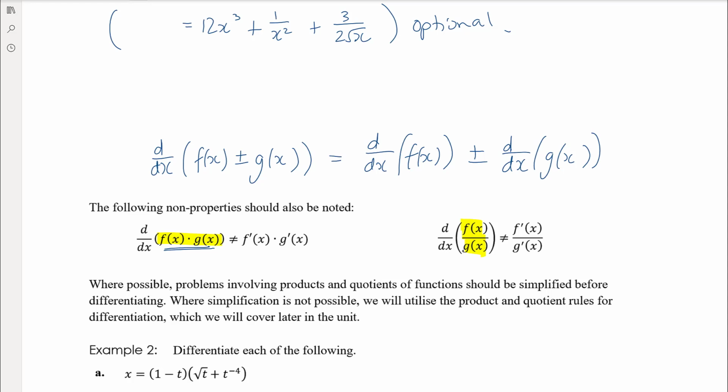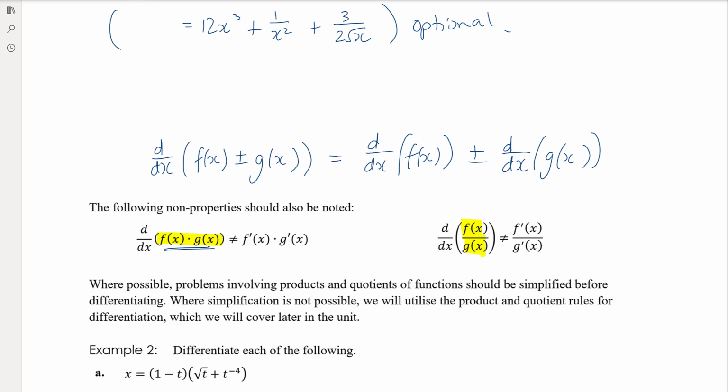The derivative of the product of two functions is not simply the product of the derivatives of those two functions. Similarly, the derivative of a quotient of two functions is not simply the quotient of the derivatives of those functions, whereas the derivative of a sum of two functions is the sum of the derivatives of those two separate functions. Okay, this is really important.